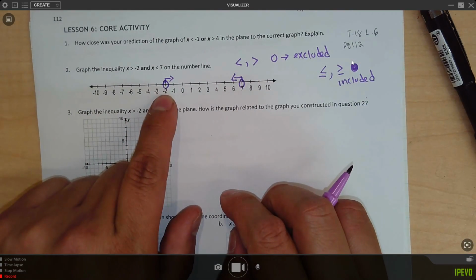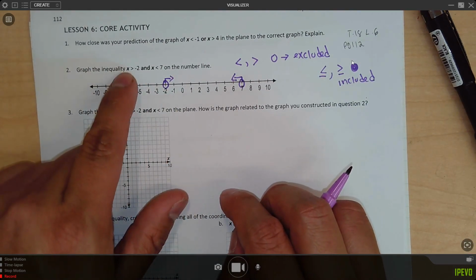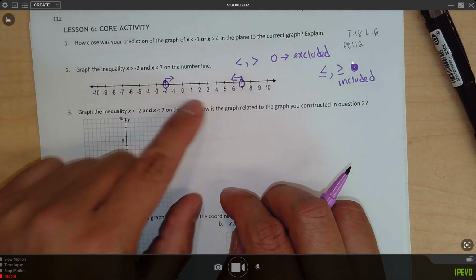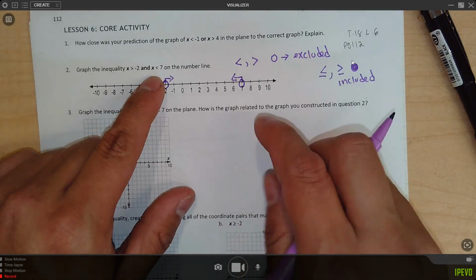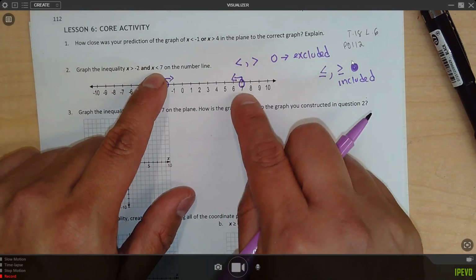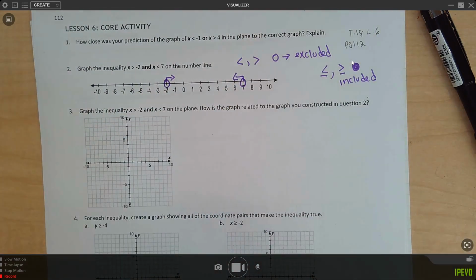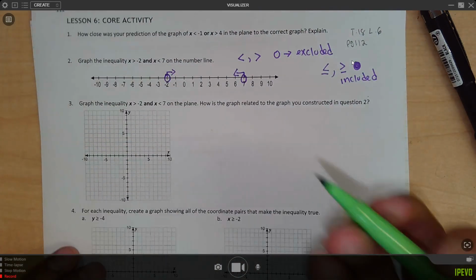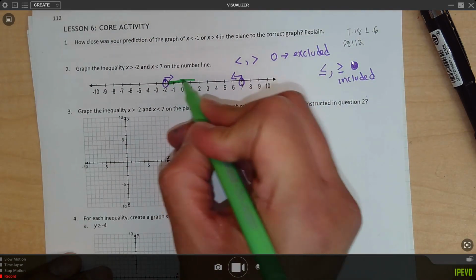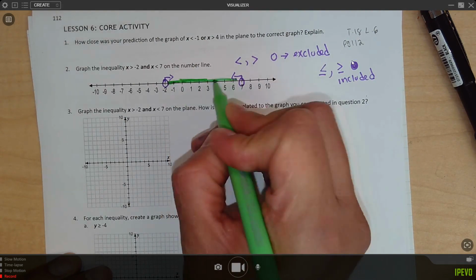However, you have to stop here, because x has another condition. It says x has to be greater than negative 2, but it also has to be, or "and" has to be, less than 7. So the shading will be where they're pointing towards each other. So we can just do some shading over here. You can use any color that you like. I'm just going to use green. That is the shading.